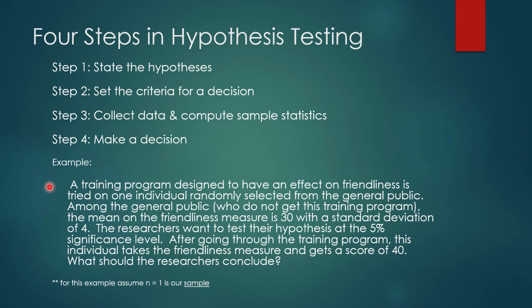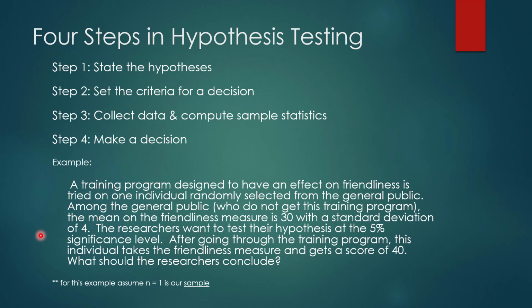So the example says a training program designed to have an effect on friendliness is tried on 1 individual randomly selected from the general public. That 1 individual is our sample, and yes, it's an N of 1, but that's what we're going to use for this example to make it easier on us. And the general public is our population. Among the general public who do not get this training program, the mean on a friendliness measure is 30. So we have a mean here of 30 with a standard deviation of 4.